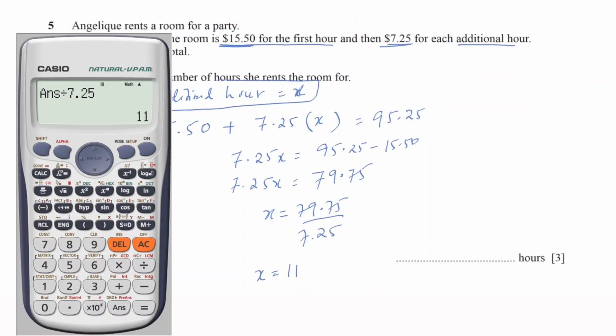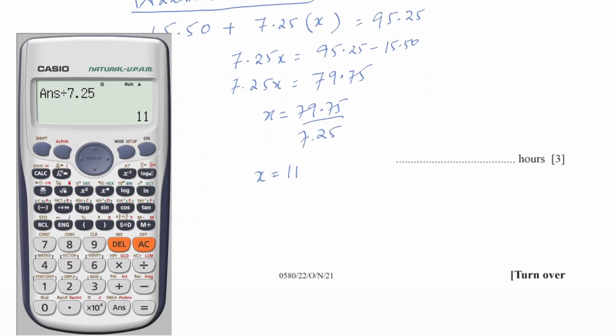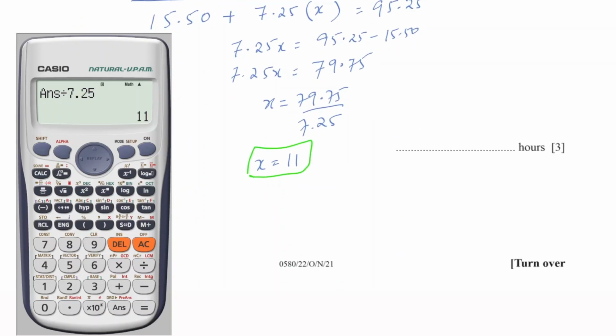X is the additional hours that she works, but they are trying to ask you the total hours. What they have asked? The total hours she spent for the room. So this is just additional hours, right? X is an additional hour. So total hour is total hour.